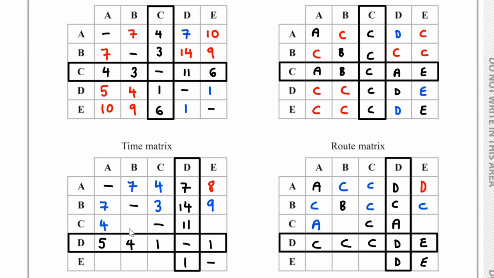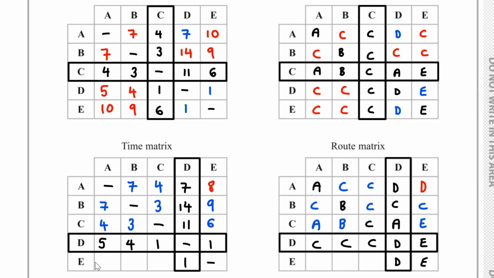If we take a look at this element, we compare 4 plus 11, which is 15, with the 3. 3 is smaller, so we have 3 here, and there's no change, so here we've got B. Now for this element, we compare 11 plus 1, which is 12, with the 6 over here. 6 is smaller, so there's no change, so we write 6 here, and E here.